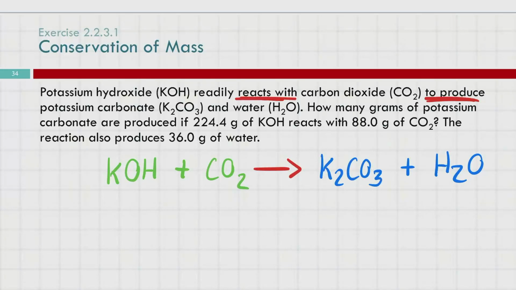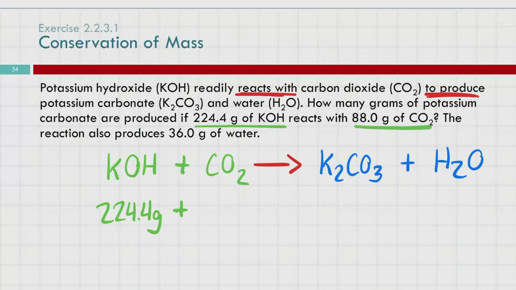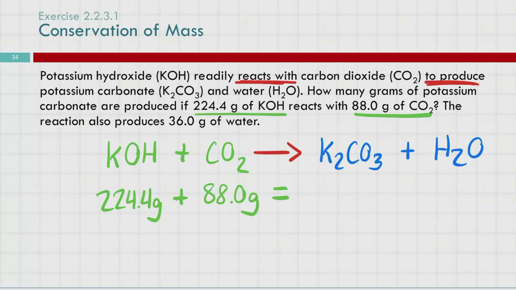And then we can fill in these numbers that we were given. You just match them up with the chemical that it says. So 224.4 grams of KOH. We had 88 grams of CO2. We can put in equals where our arrow is since we're figuring out a mass balance. And the reaction also produces 36 grams of water.